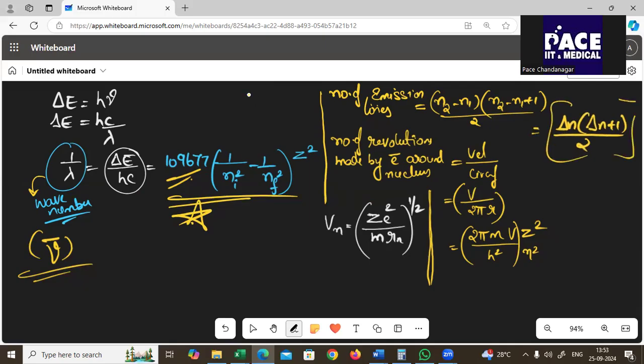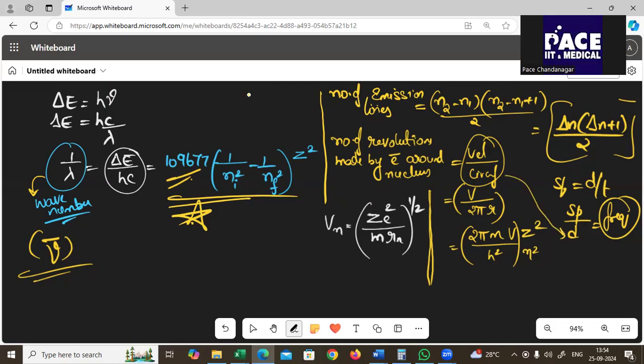And the number of revolutions made by the electron around the nucleus, if we talk about that, is velocity by circumference. How will we get that? See, we know again speed is distance by time. So speed by distance is 1 by time, and 1 by time is frequency. And what is frequency? Frequency is nothing but the number of revolutions. Speed is velocity we talk about, and the distance around the nucleus is 2 pi r, which is nothing but the circumference, right? That is what we have written. v by 2 pi r is the number of revolutions made, right?